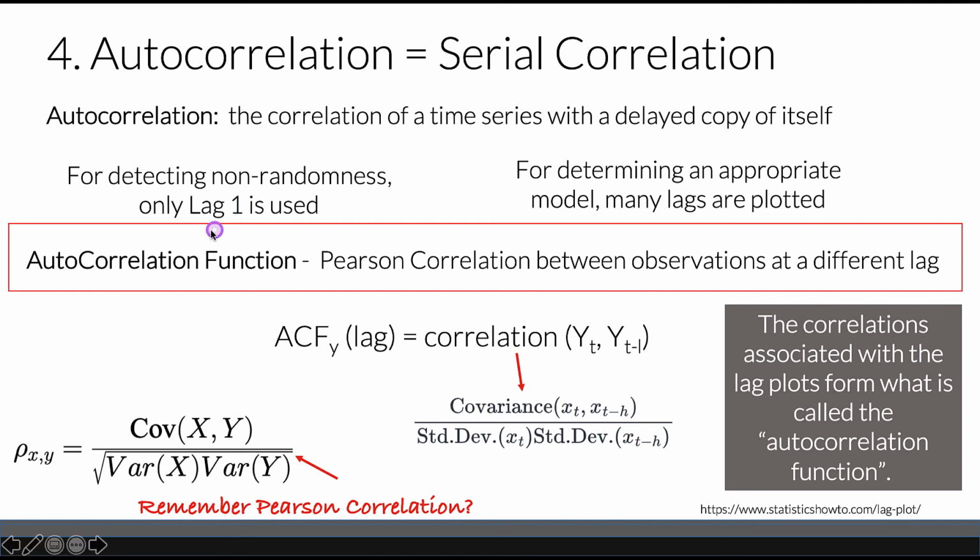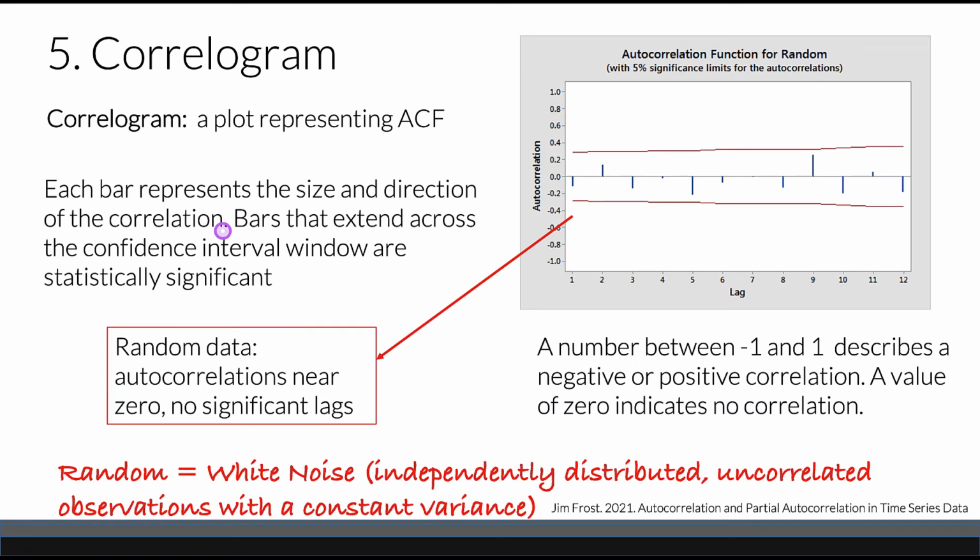Typically, only lag 1 is used. But for determining an appropriate model, many lags are plotted. So that's the difference. The plot that represents the autocorrelation function is called a correlogram.